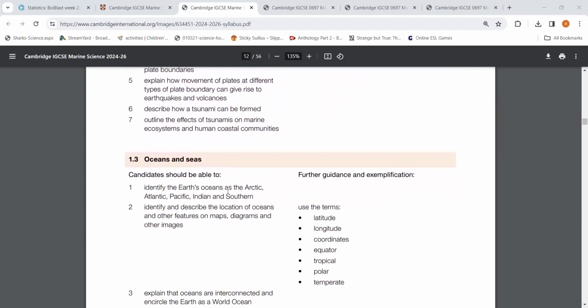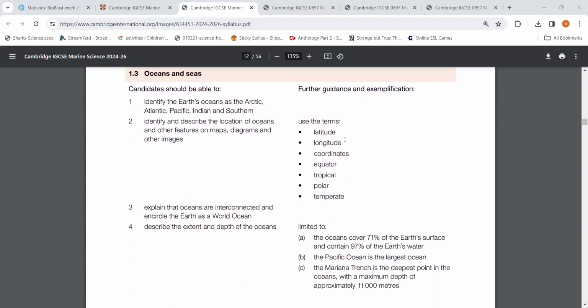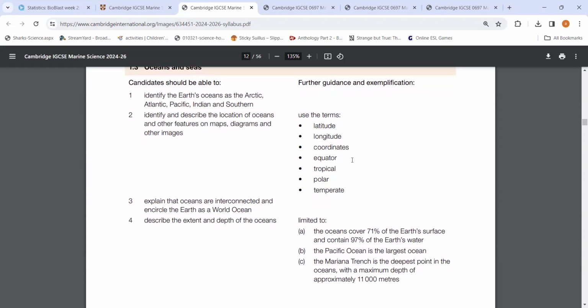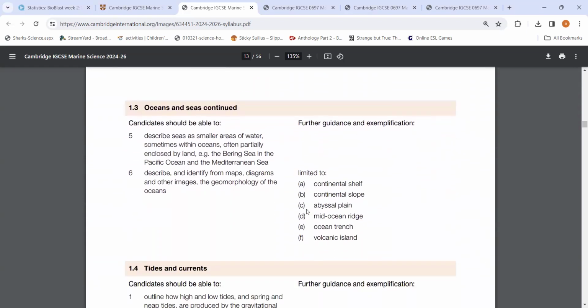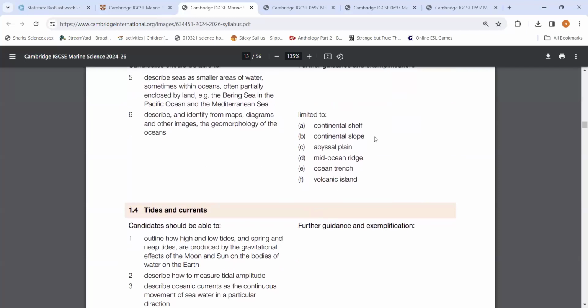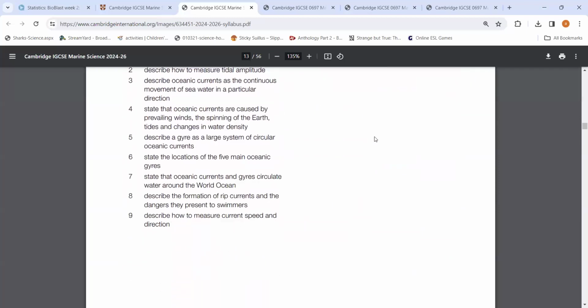Okay, so it goes through again. It's useful when it's like this because you might go through these and say, right, do I know the words latitude, longitude, coordinates, equator? Can I describe the definitions of all these words? Okay, and again, key facts. It really condenses everything you need to know, so you can again just tick it off.